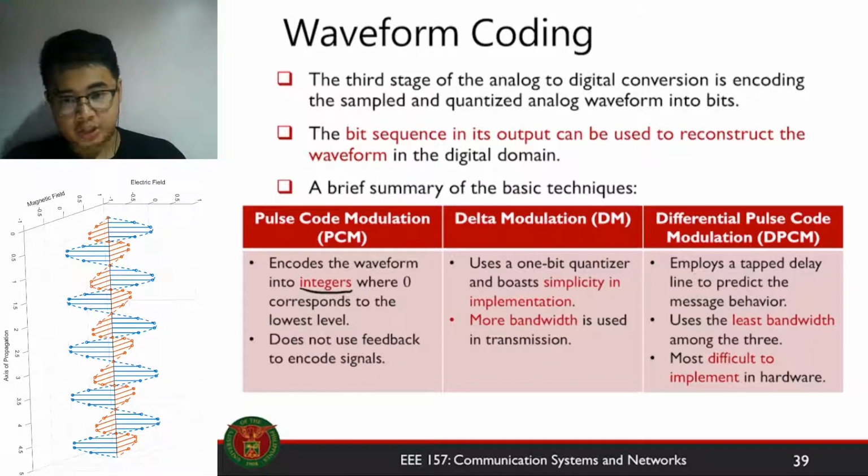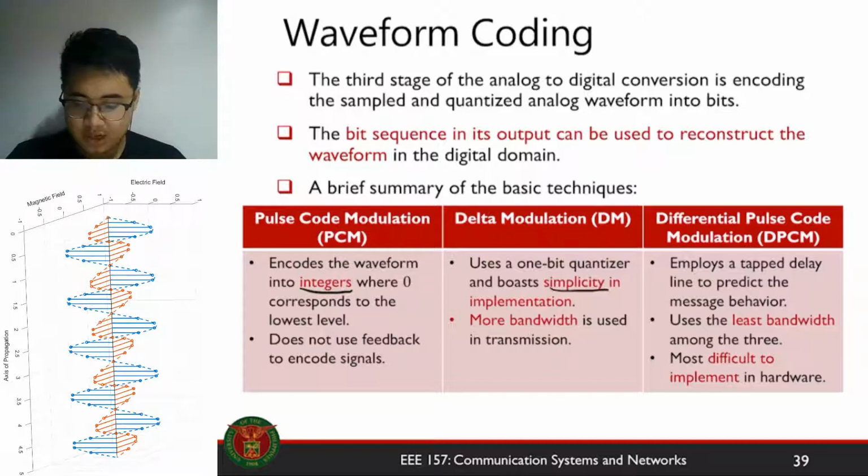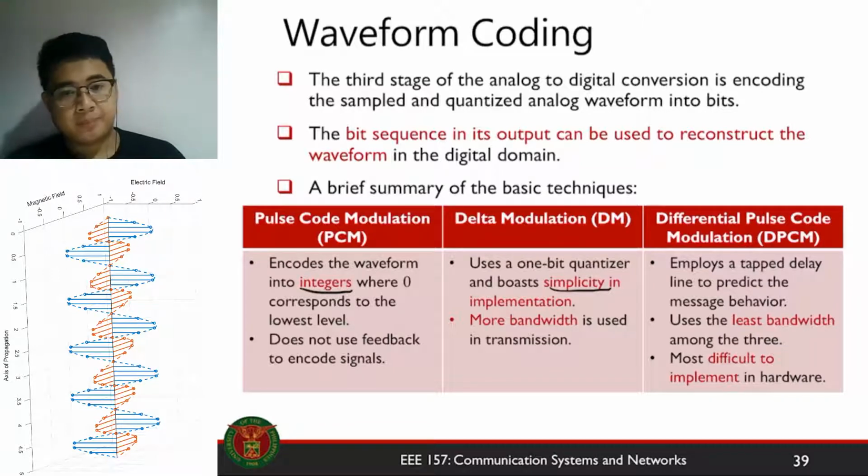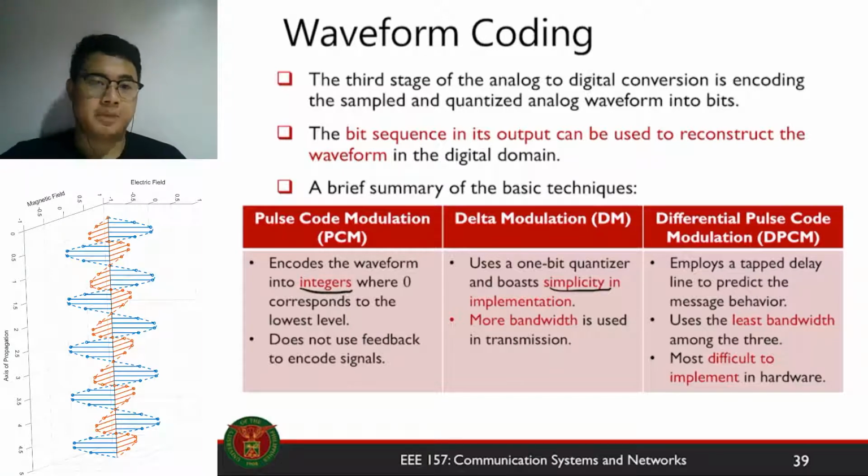The delta modulation offers a more simple implementation by using only a 1-bit quantizer. Okay, so it boasts simplicity in implementation. However, it uses more bandwidth. So we'll talk about that later in this lecture. Okay, so the bottom line here is that the delta modulation technique uses a 1-bit quantizer only. Your PCM needs larger number of bits, but for delta modulation you need only a 1-bit quantizer, which is easy to implement.